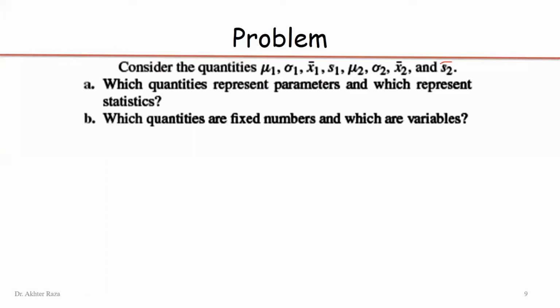S2 is the sample standard deviation, it is a statistic. X2 bar is the mean of the second sample, it is a statistic. S1 is the standard deviation of sample 1. It is a statistic. And X bar 1 is the mean of the first sample. It is a statistic. So the elements which are highlighted with the red pen are all statistics.